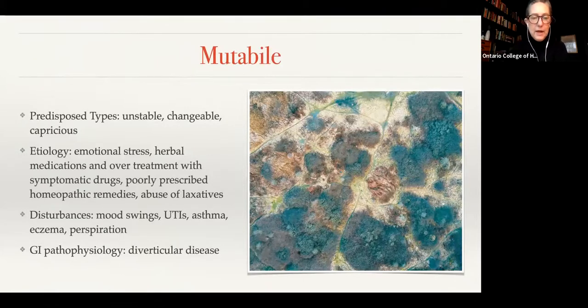Mutabile. So the predisposed types for this remedy are unstable, changeable, capricious people. The etiology is emotional stress. Again, herbal medications and overtreatment with symptomatic drugs, poorly prescribed homeopathic remedies. We discussed this a little bit previously, and abuse of laxatives.